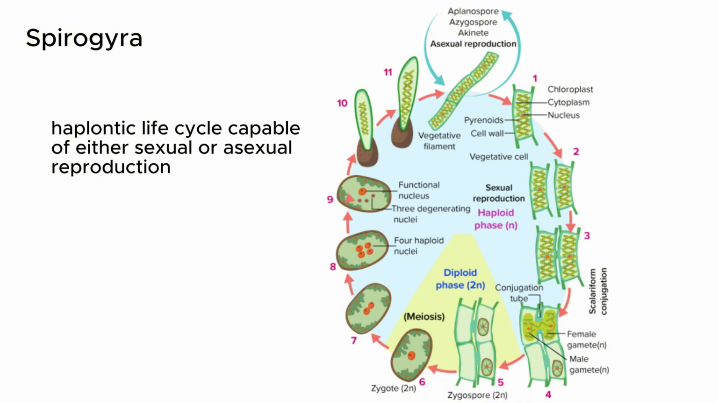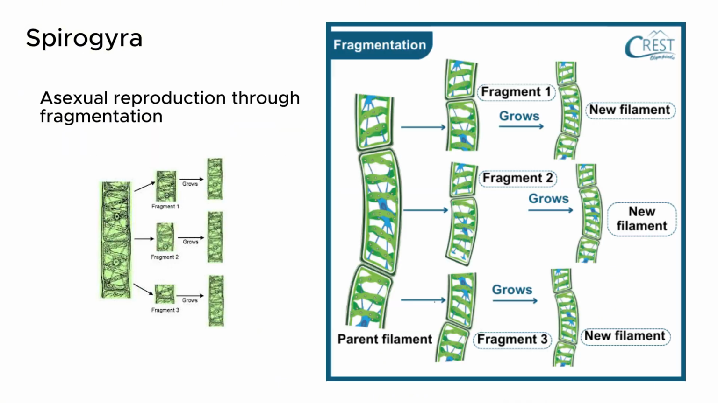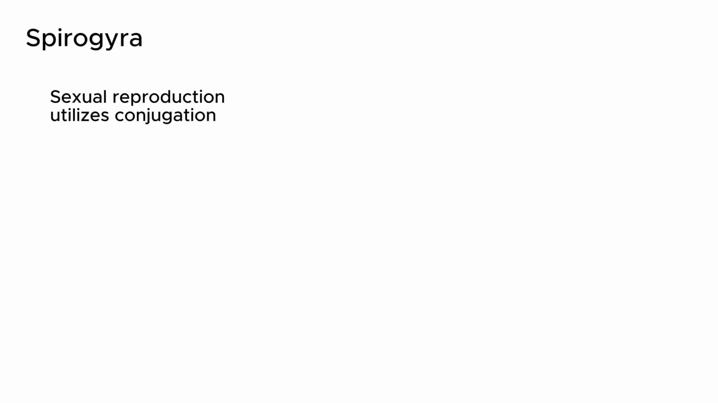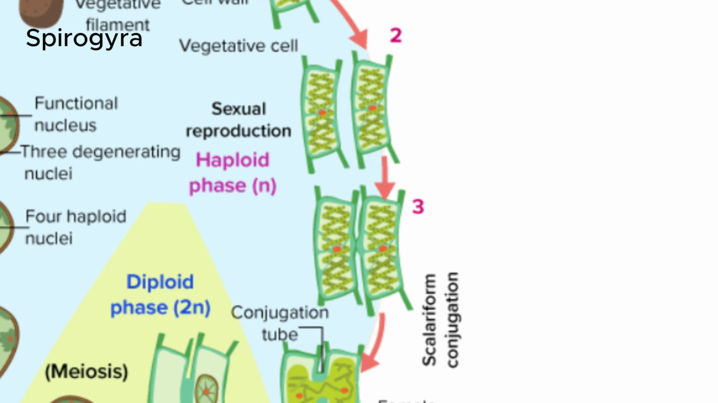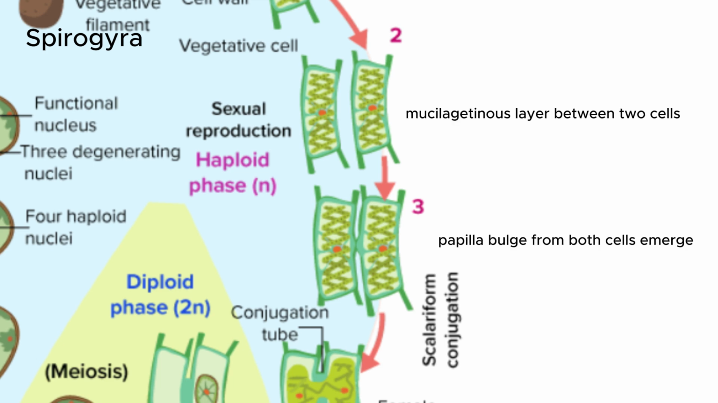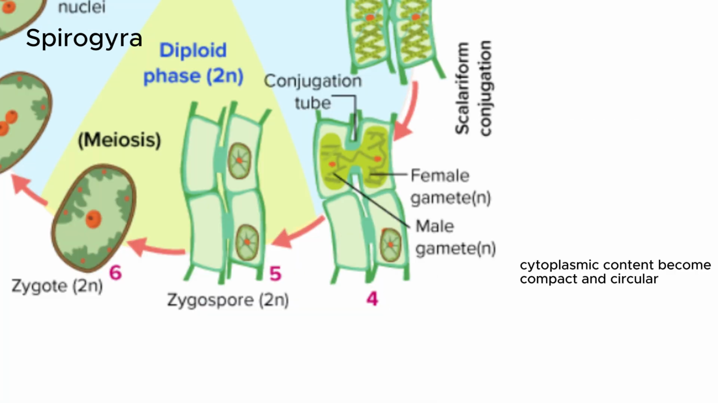Now, Spirogyra also has a haplontic life cycle, capable of either sexual or asexual reproduction. Spirogyra reproduces asexually through simple fragmentation. A vegetative filament breaks into 2 or more segments, and each segment forms a new organism. Sexual reproduction is more complex, utilizing conjugation. 2 filaments are linked through mucilage and connected by a papillae bulge from both cells. Cytoplasmic content becomes contracted and circular.